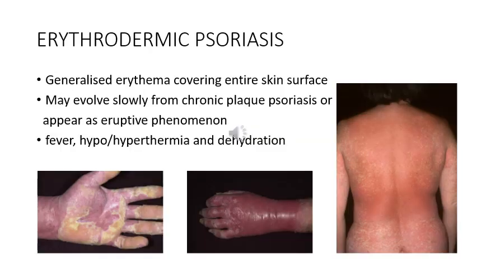Next is erythrodermic psoriasis. It has generalized erythema or redness covering the entire skin surface. Usually it evolves slowly from chronic plaque psoriasis, where a person having chronic plaque psoriasis later changes into erythrodermic psoriasis, or it may appear as a separate eruptive phenomenon. So it can occur as a continuation of chronic plaque psoriasis or as a separate eruptive phenomenon. Usually fever or hypothermia or hyperthermia, along with dehydration, is seen in the condition.